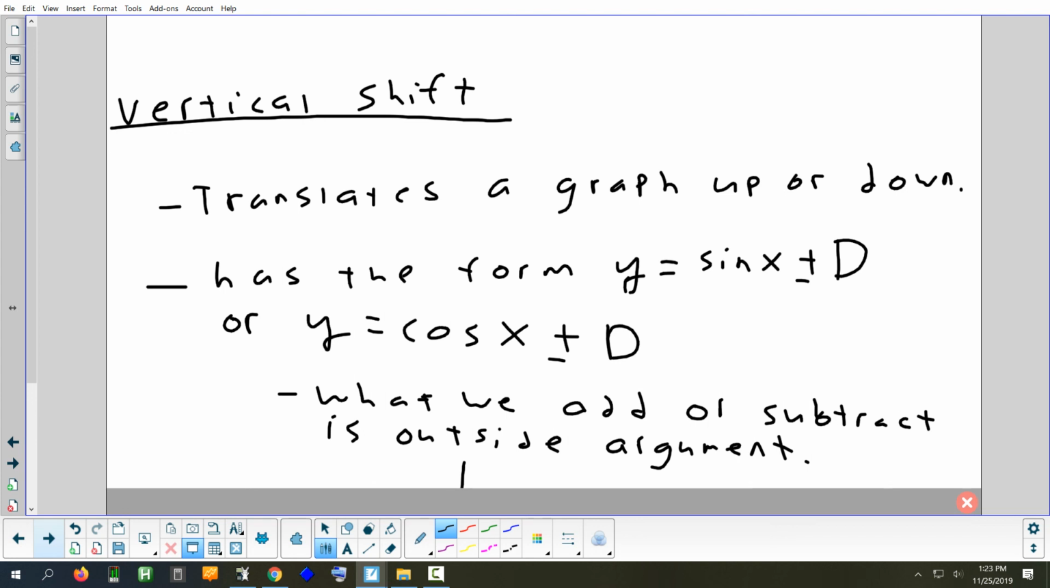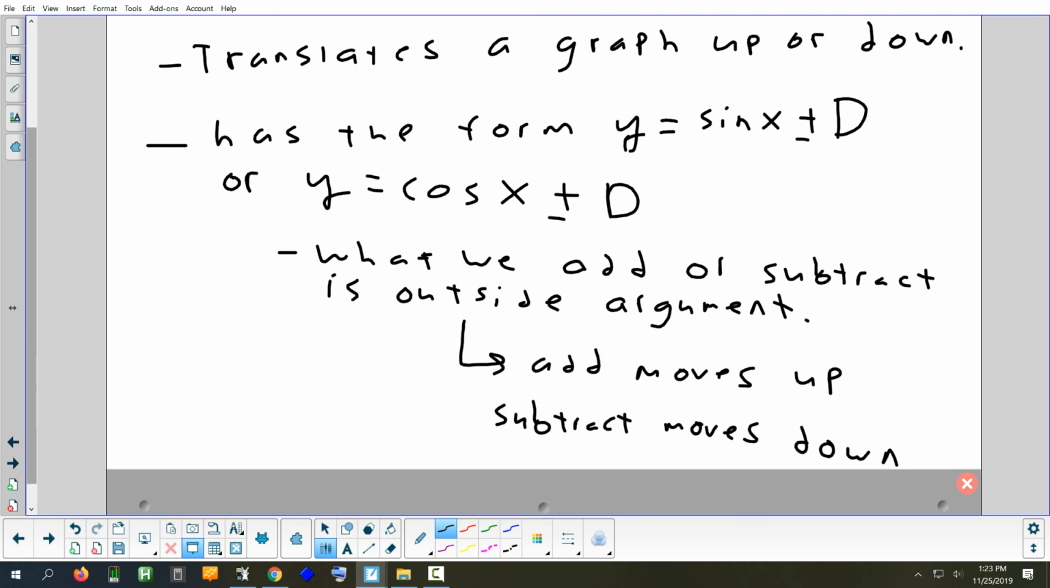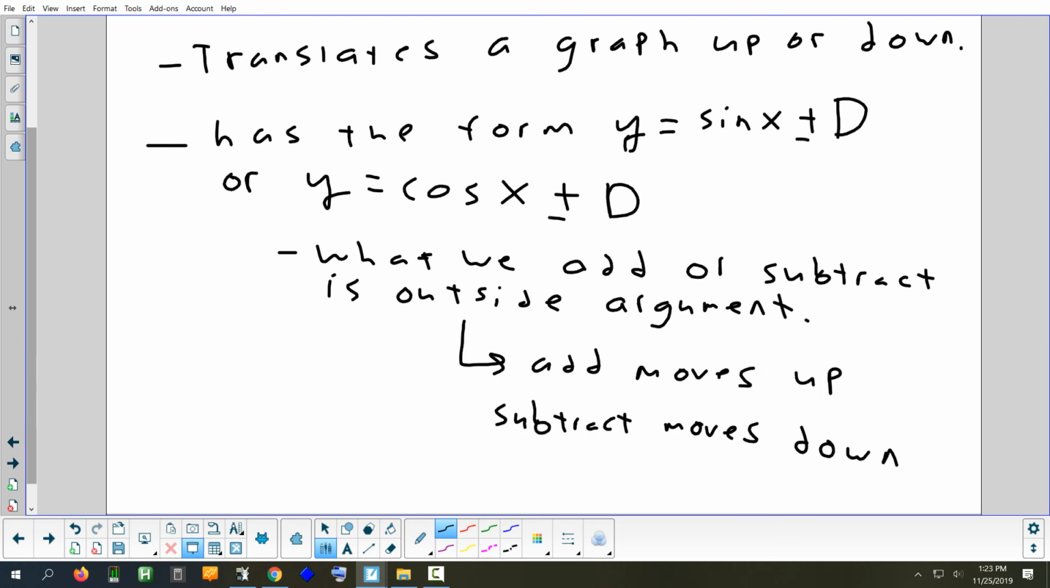What happens if you add outside? Which way does your graph move? Up. Subtract outside? Down. You don't do the opposite. Vertically, what you see is what you do. Plus is up, minus is down.